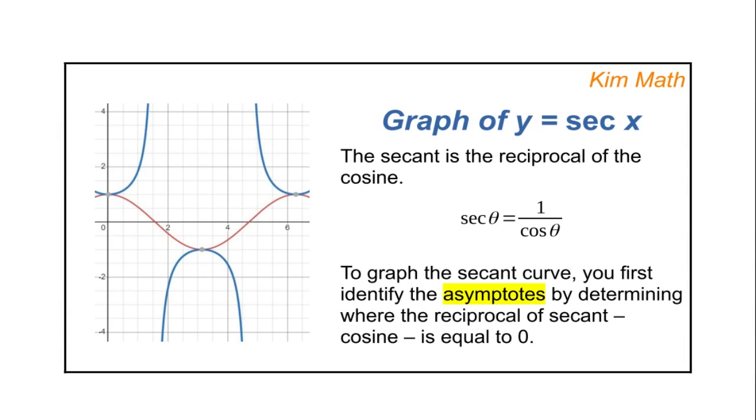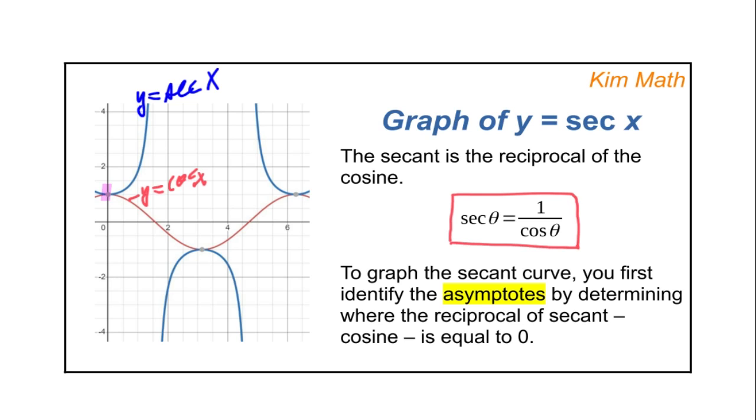Hi everyone. Today we will discuss the graph of y equals secant x. By definition, secant is the reciprocal of cosine, right? So if this is y equals cosine of x, now the reciprocal of this one, what the secant will be here, y equals secant x, okay?